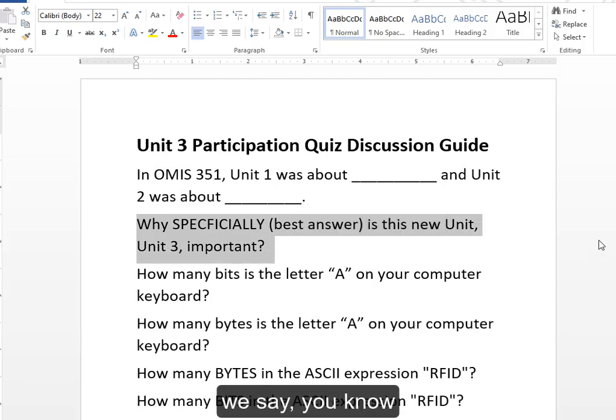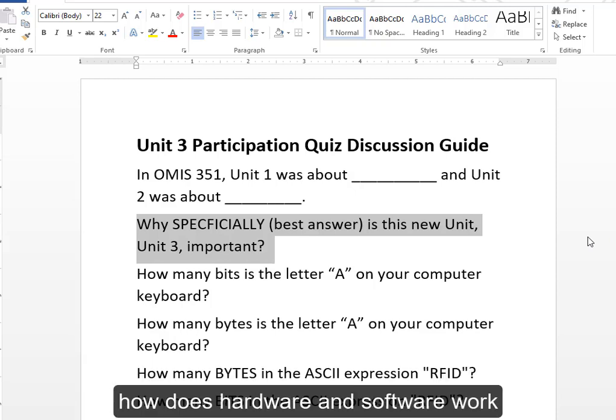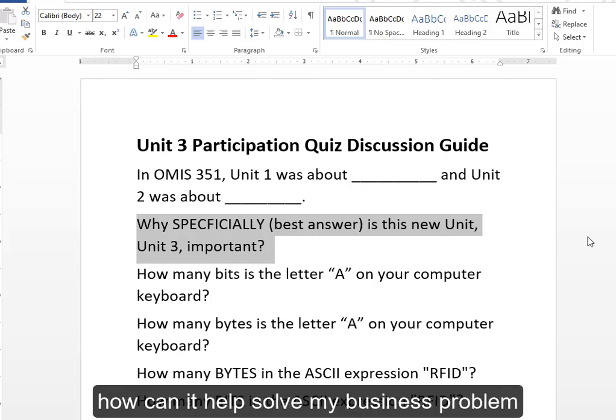We say, what are some of these solutions? What are some of these technology solutions? How does hardware and software work? How can it help solve my business problem?